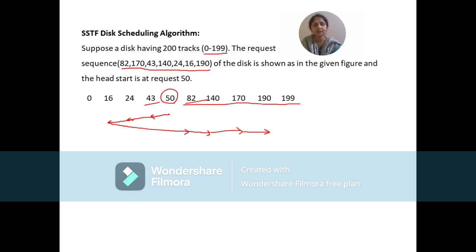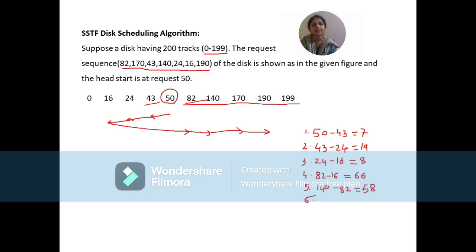Now we have to calculate the number of cylindrical movements. So let's calculate. The first movement is between 50 and 43. So we'll subtract 43 from 50. The answer is 7. Next calculation is 43 minus 24. That is 19. Next is 24 minus 16. That is 8. Next is 82 minus 16. That is 66. 140 minus 82. That is 58. Next is 170 minus 140. That is 30. And next is 190 minus 170. So the result is 20.